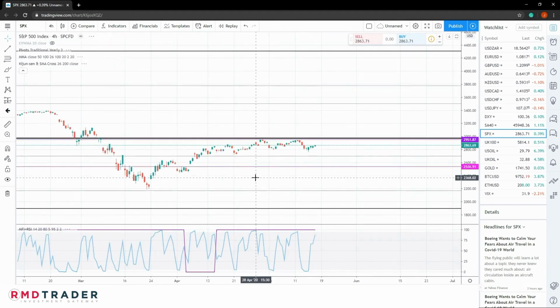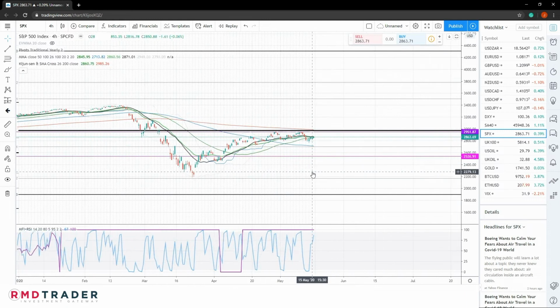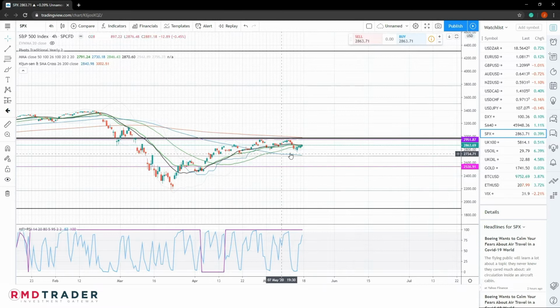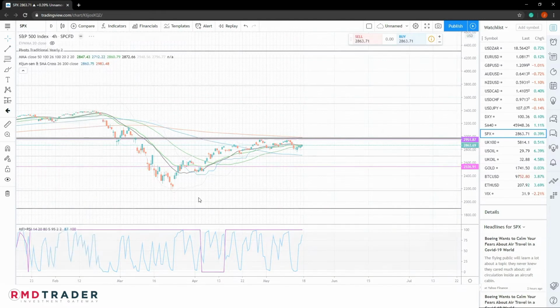As I mentioned, a lot of economic data coming out this week, but looking at the 4-hour time frame, we're currently below the 20 SMA, so a rejection of this will definitely be bearish, and we might see a retest of the 2,700 level. Let me just quickly go back to the daily time frame.